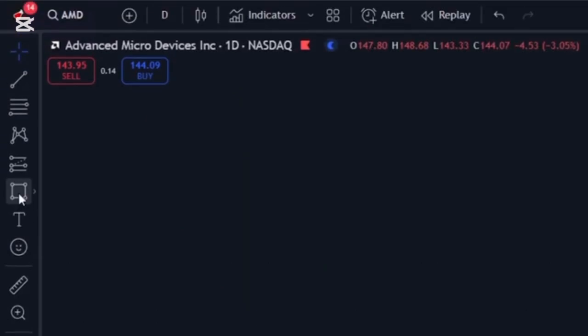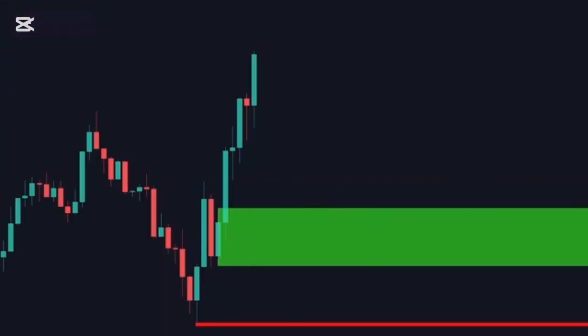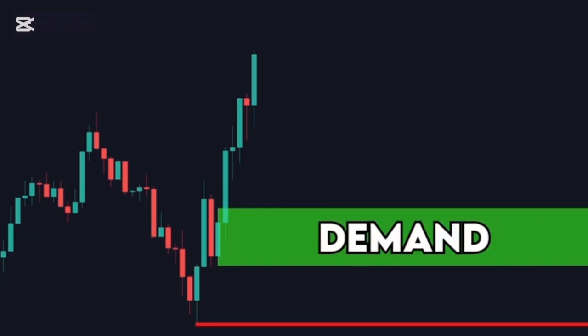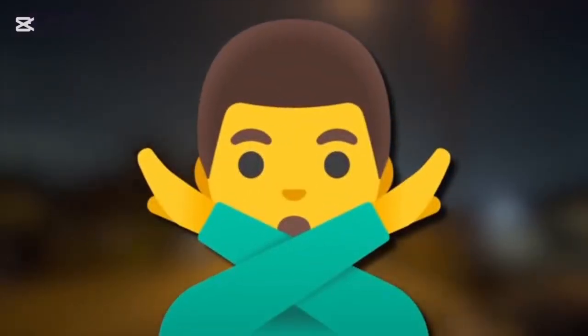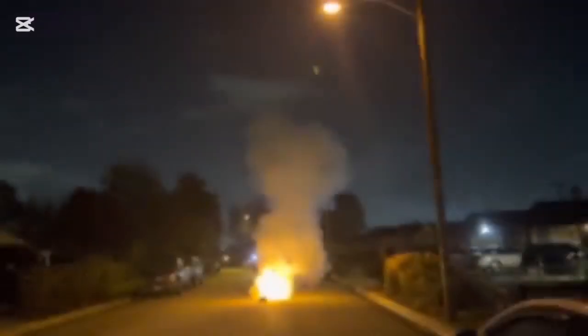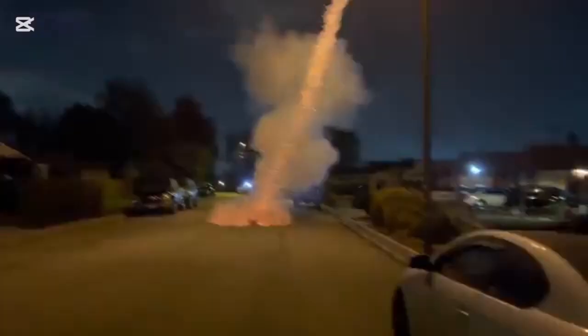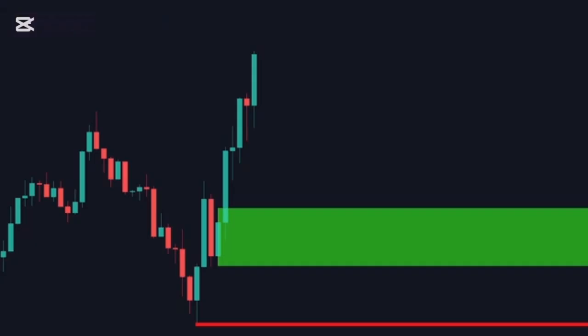So grab your rectangle tool on the side, find the area of consolidation before the big move. Then mark from the low to the high of the previous candle before the big move. This is our area of demand. Again, we are not even considering areas of supply because we are in an uptrend. So we don't even need to worry about that.